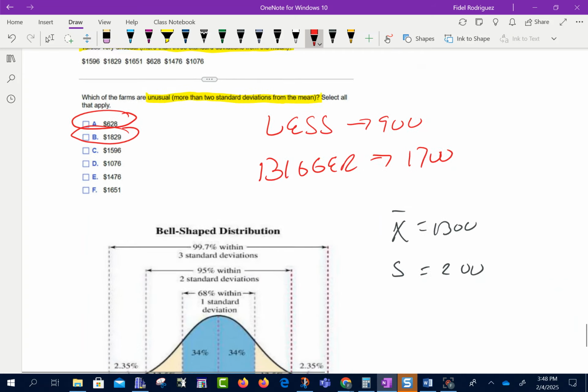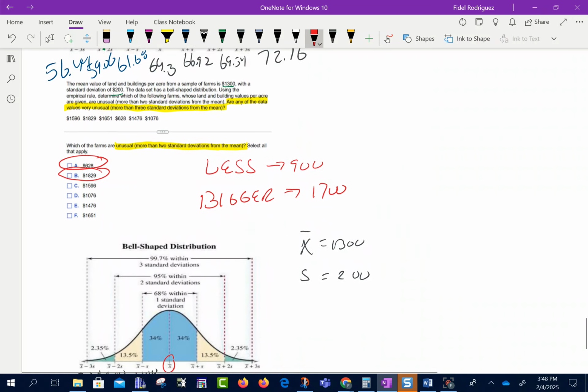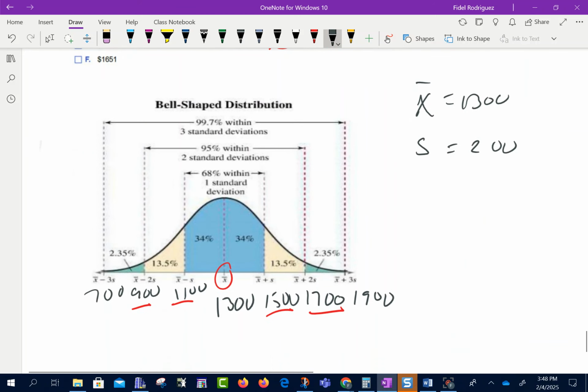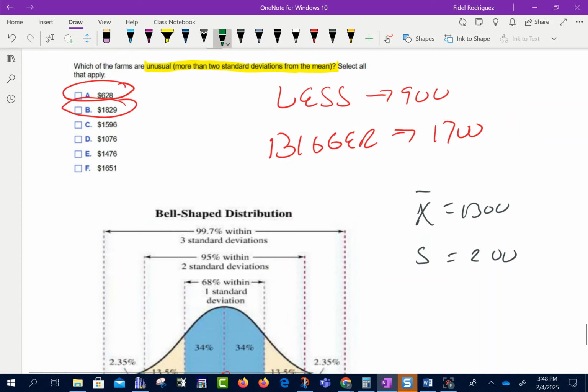Okay, and then I want to say there was another part. I thought I had it on here, but I'll just tell you what it is. And it says, are any of them going to be very unusual? Okay, so let's do it this way. Let's do the very unusual over here. Sorry. Very unusual. Okay, very unusual, y'all, means more than 3 standard deviations away. So more than 3 standard deviations away, y'all, would be smaller than 700 or bigger than 1900.